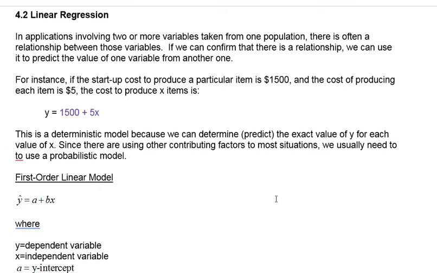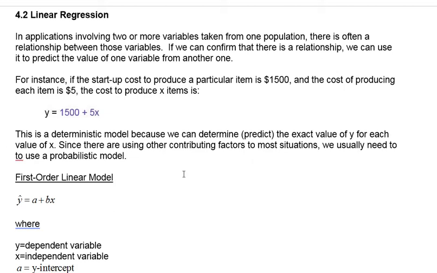Really, those are the expected ways that you would be doing for a test, using your calculator or Excel. If we're looking at linear regression, that's saying if these things are related, what's the relation? I've given an example here. If we have a startup cost and cost of producing the item, we can figure out a linear equation to produce this. Now that's considered a deterministic model because we can make this prediction exactly.